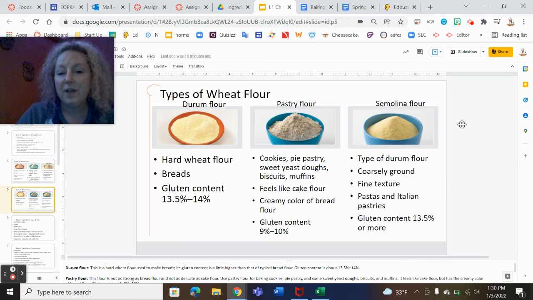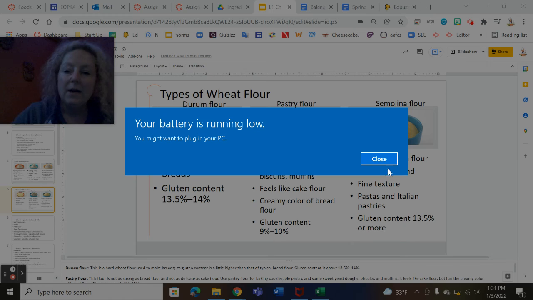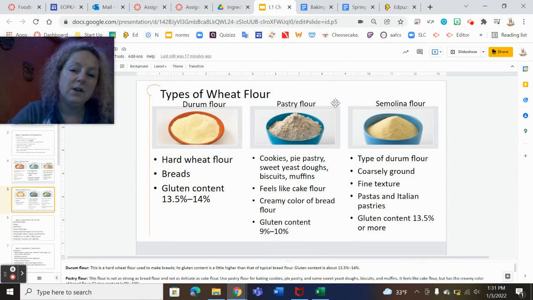The next type of flours, which are a little bit less common that you may find when you get into more advanced baking, would be durum flour. This is a harder wheat flour. It has a higher gluten content. This is also utilized for breads. Pastry flour. Pastry flour is utilized for cookies, pies, pastries, sweet things. This is somewhere in between cake and all-purpose, and it is mostly used for pastries.